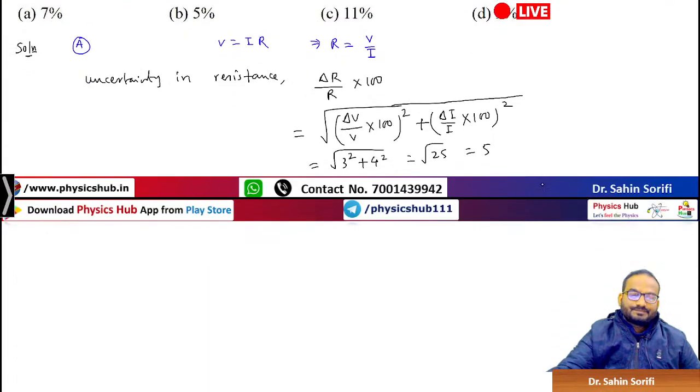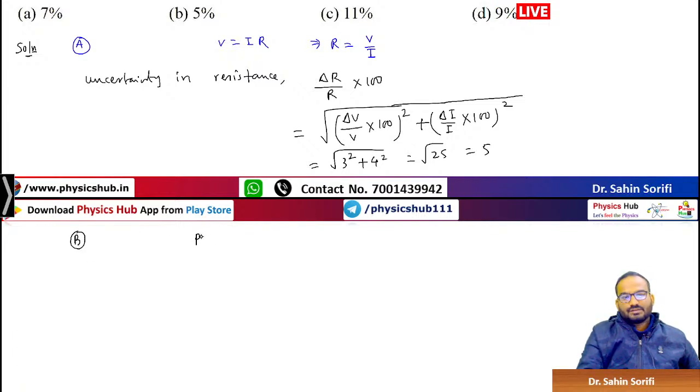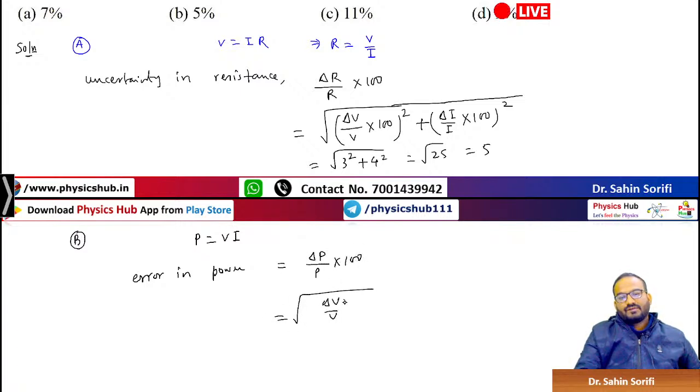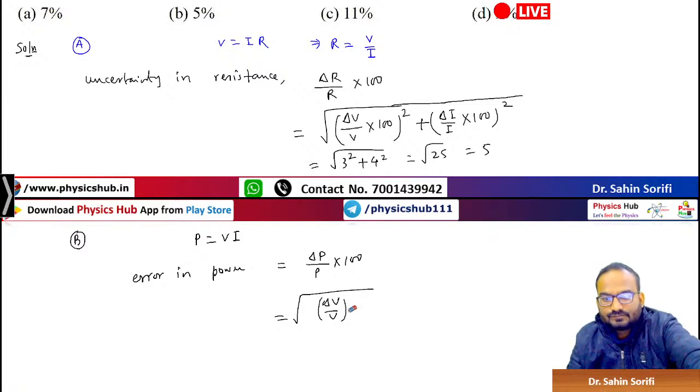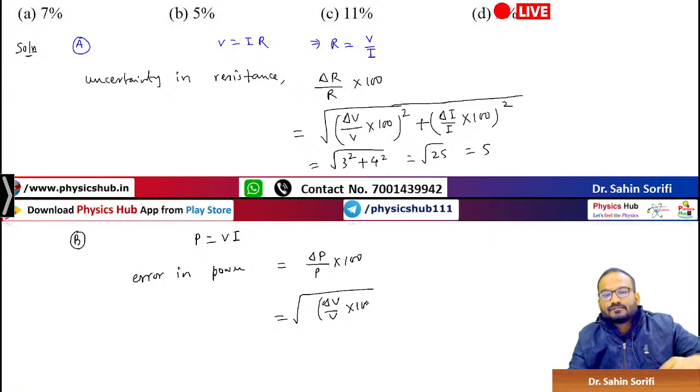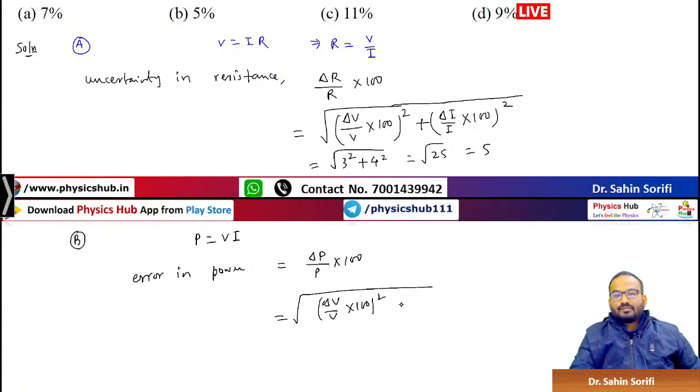Next, for power, the same formula will go. P is equal to V into I. So the error in power equals delta P by P into 100. So again, (delta V by V into 100) square plus (delta I by I into 100) square. So this is again giving you the root of 3 square plus 4 square, so 5.